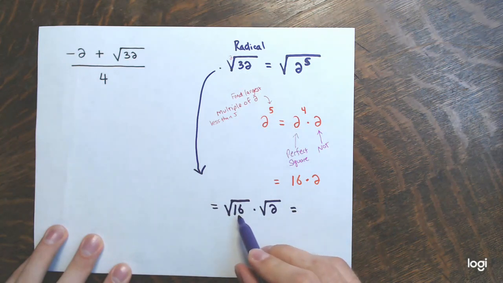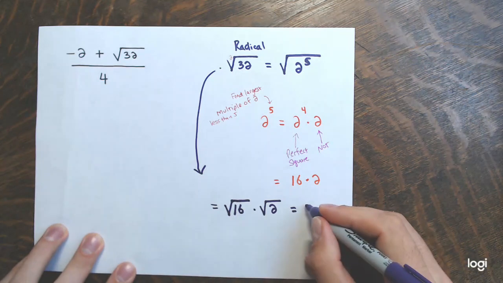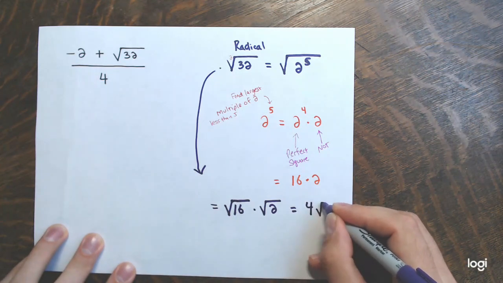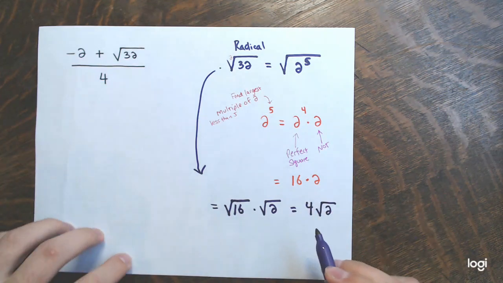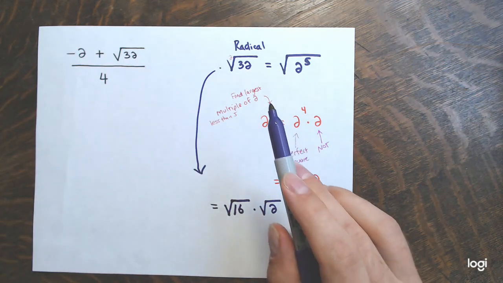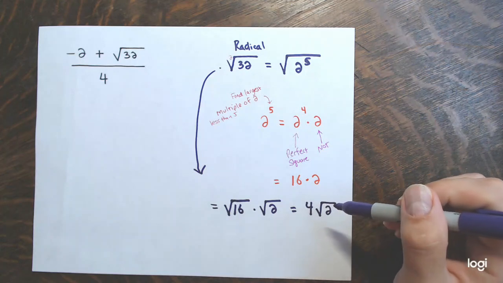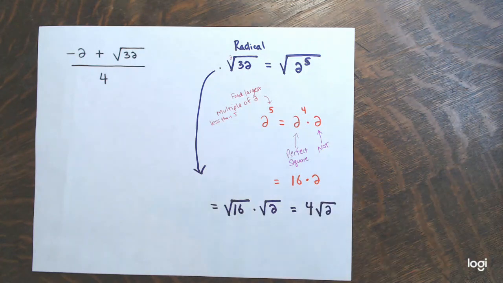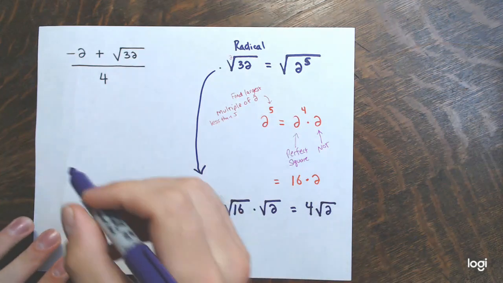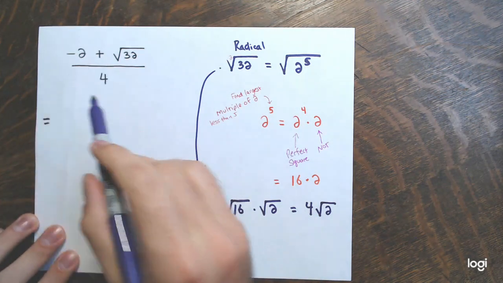And what is the square root of 16? The non-negative square root of 16, that's 4, times the square root of 2. And again, if you want to double check, punch in the square root of 32, and then punch in 4 times the square root of 2, and indeed they are the same number. All right. So I'm going to use this now. Go back to our fraction.